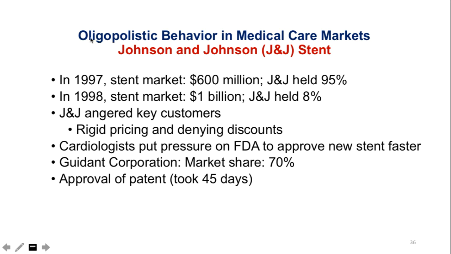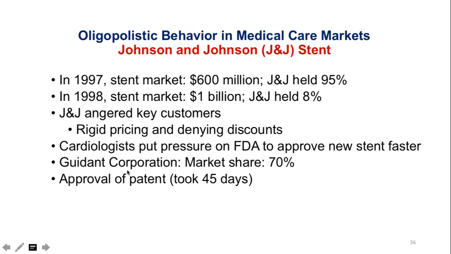Another example of oligopolistic behavior in the medical care market is the Johnson & Johnson stent market. In 1997, Johnson & Johnson had 95% of the stent market share, and this market share fell to 8% in 1 year. So what happened? Johnson & Johnson angered key customers by denying the discount. They didn't give the discount. They kept their price so rigid.